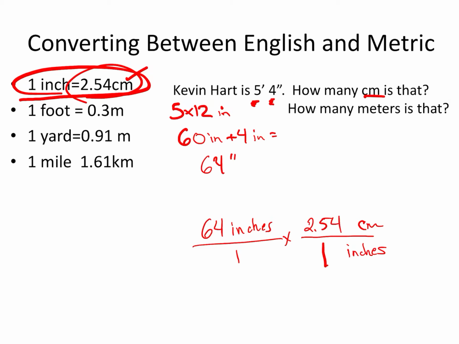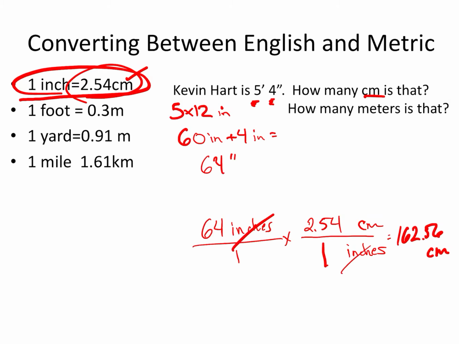And then since our numbers now are on the top of both of our fractions, we multiply. So 64 times 2.54 is 162.56 centimeters, okay, because our inches crossed out. Now, that answers our first question. How many centimeters? It's 162.56 centimeters.